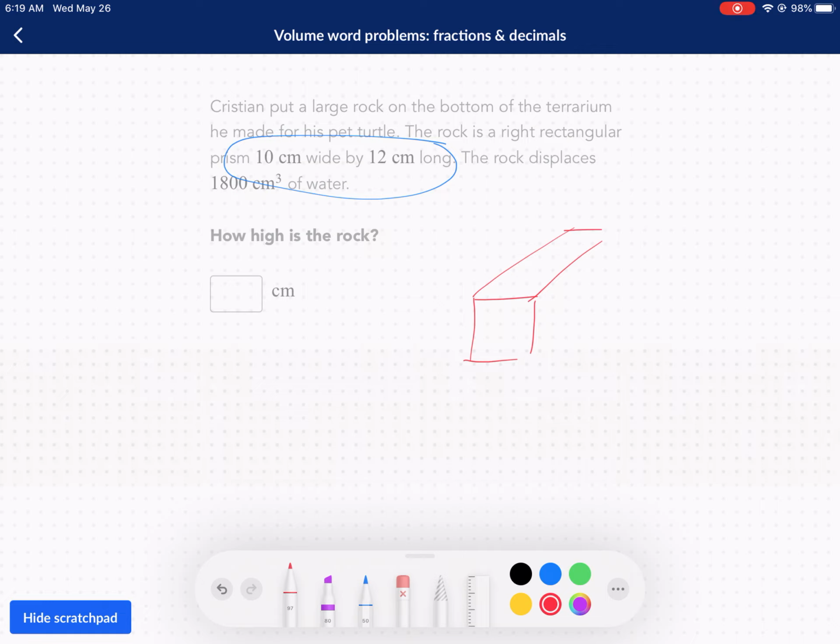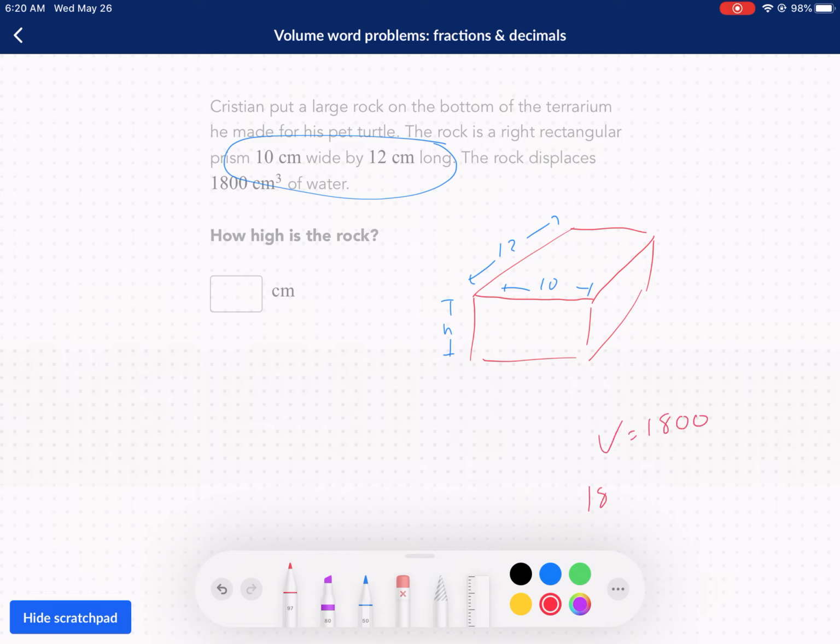So I didn't really draw this correctly. Sorry, I'm being a little nitpicky here. There. It's a big old rock, okay? Brick. It's a brick. So here's our brick, and it's 10 by 12, and we want to know the height of this brick, knowing that the volume is 1,800.